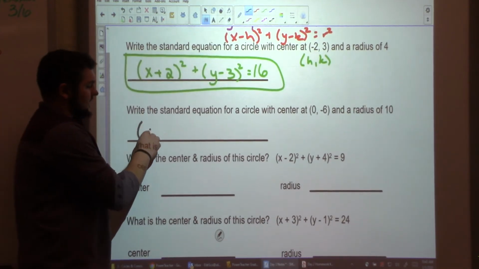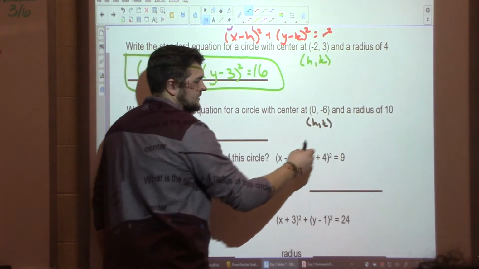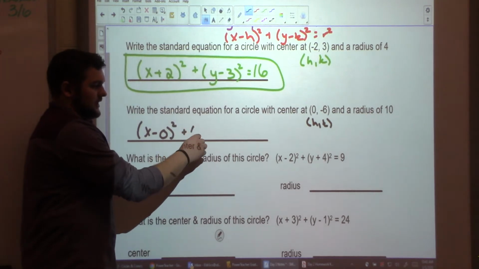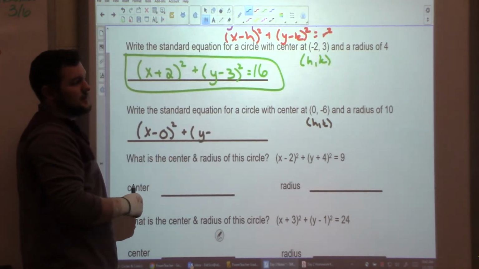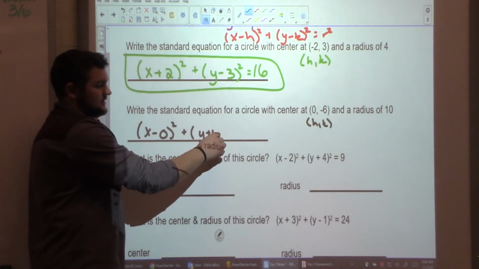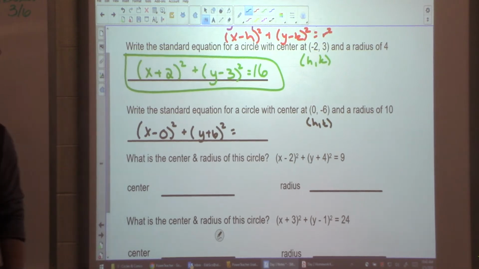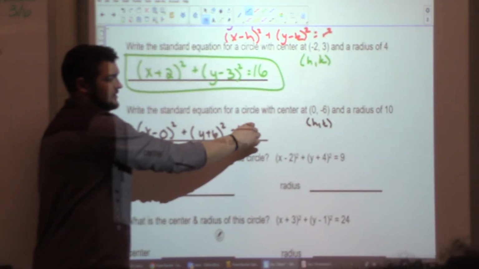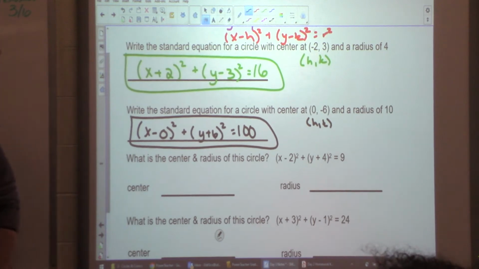So I get x minus h, remember my center is h comma k, so x minus 0 squared plus y minus k squared, or y minus negative 6, like plus 6 squared, equals my radius squared. What's my radius? 10. And then 10 squared would be 100, so it equals 100. Is this an acceptable answer?